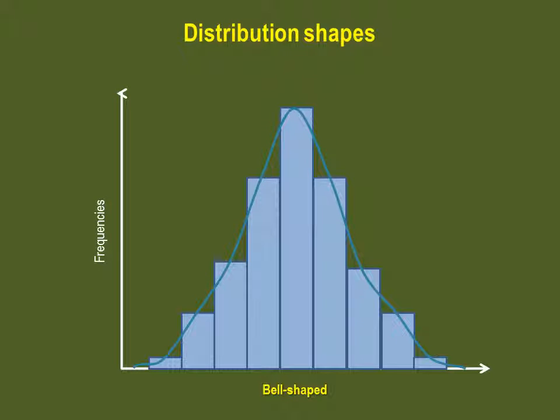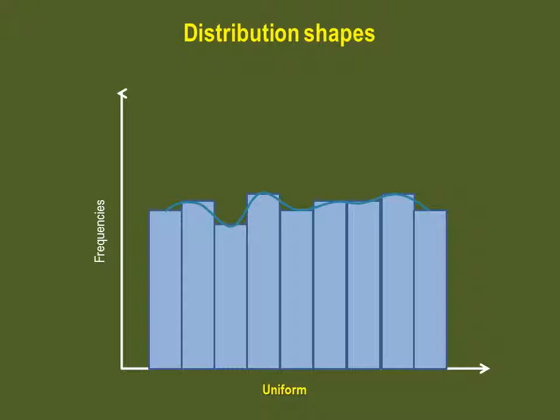The first distribution shape is the bell-shaped. Notice that this distribution has only one peak in the middle and that the distribution tapers away equally on both sides. The ideal bell shape is perfectly symmetrical. The uniform distribution is rather flat. Of course, some values can have slightly higher or lower frequencies, but notice how much even it is compared to the bell-shaped distribution we have just seen.